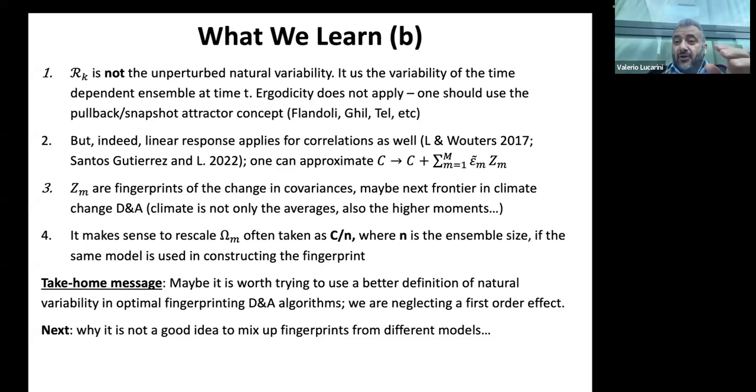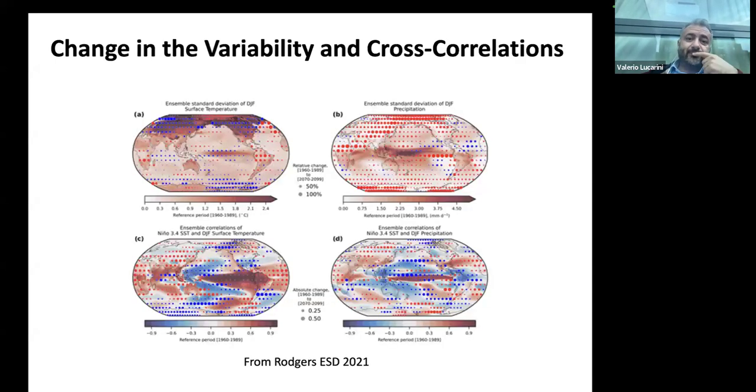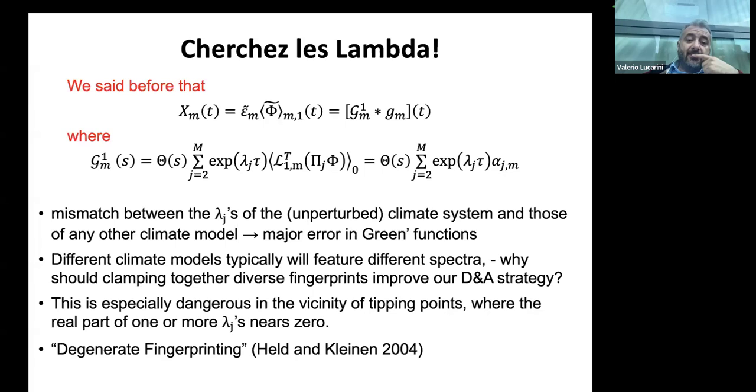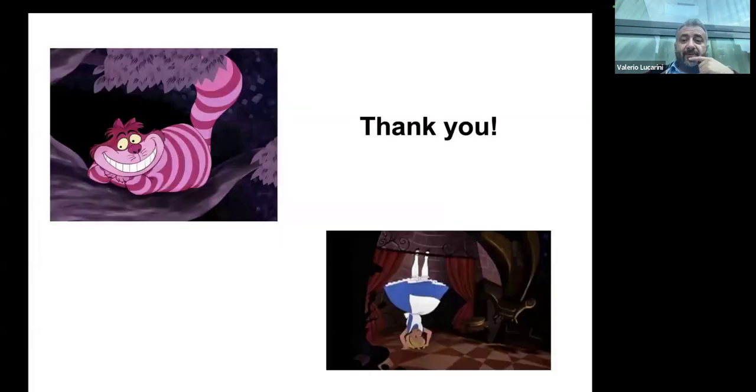Detection and attribution, not on the change of climatic observables, but on the change of climatic correlations. So we should be able to address the question of how climate change impacts climate variability? So the next order in statistical terms. And, well, I'll stop here. Thank you.